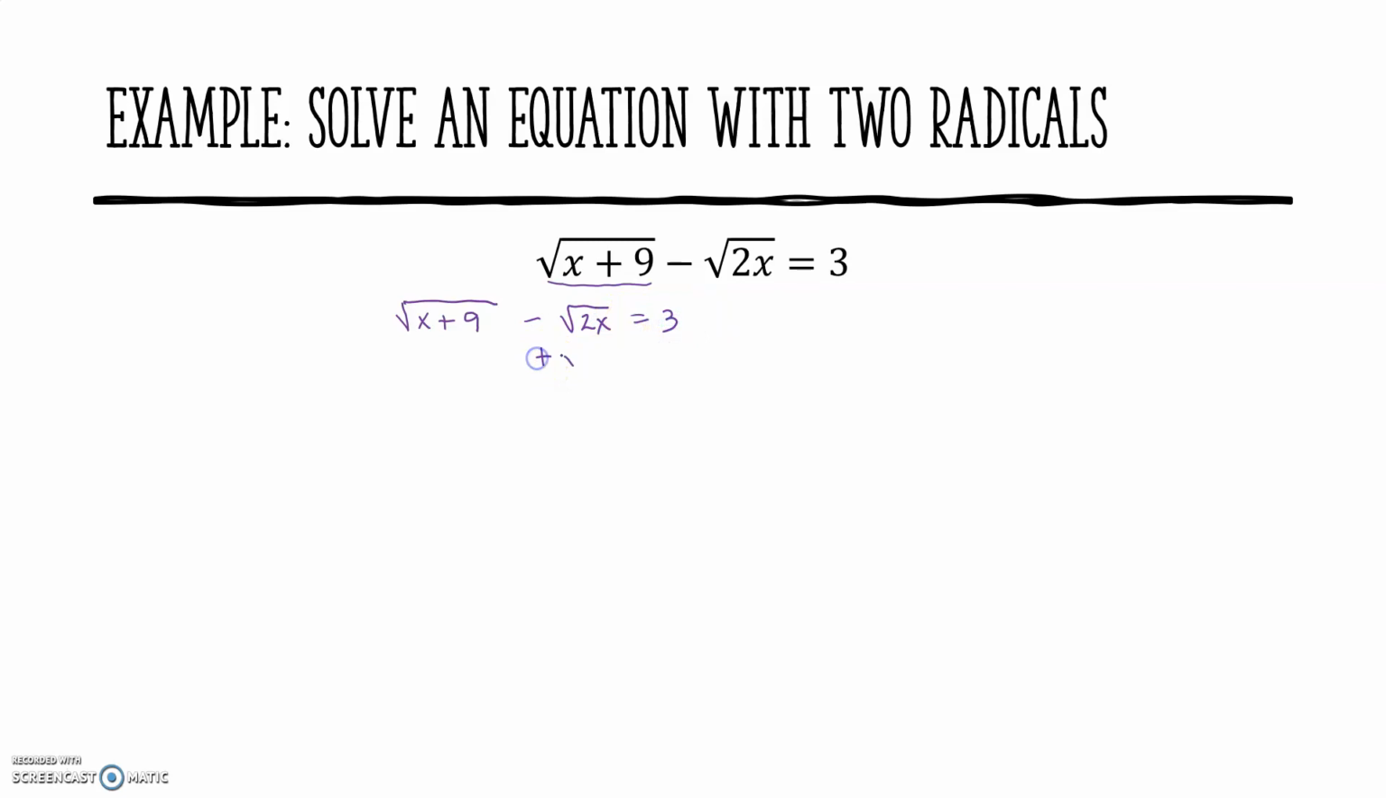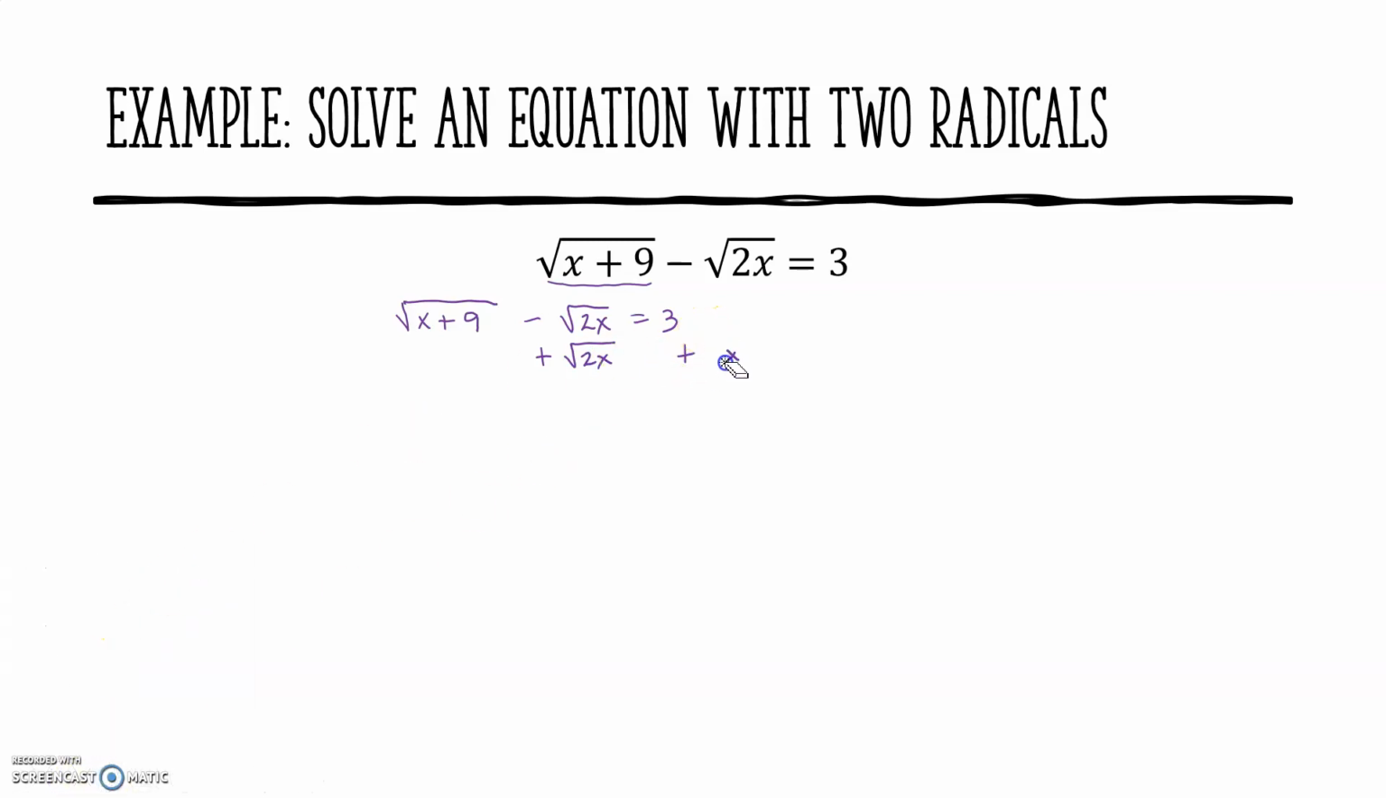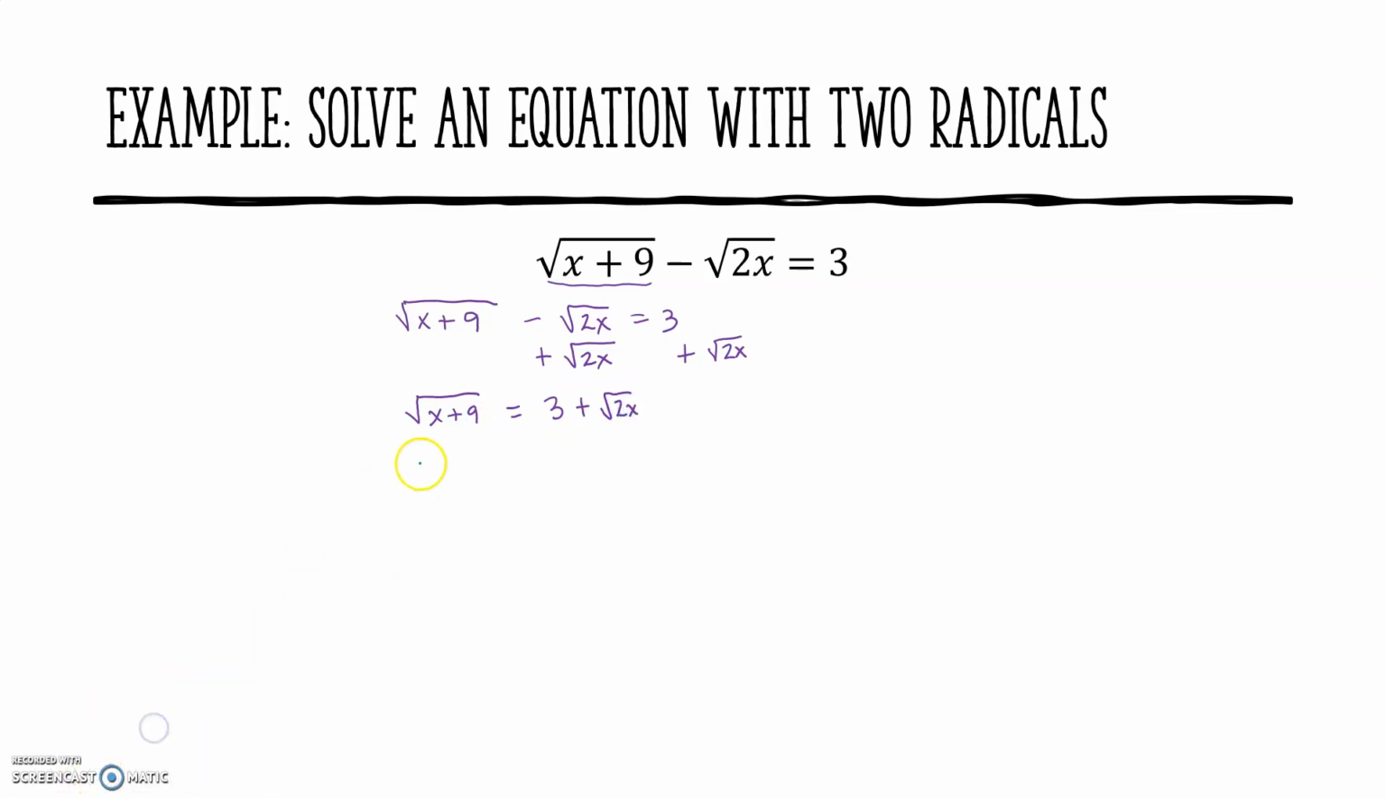I'm going to add the square root of 2x to both sides of the equation so that I don't have any garbage next to the house that I'm about to tear down. So this becomes square root of x plus 9, and the other side of the equation becomes 3 plus square root of 2x. So that step was to clean up the outside of the house.